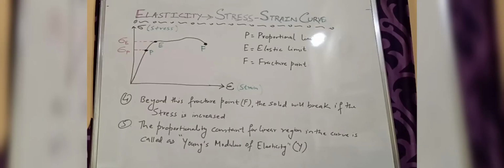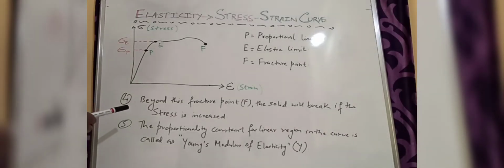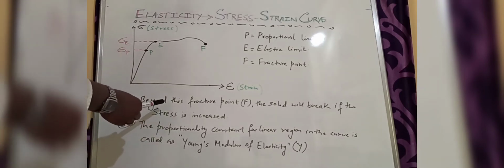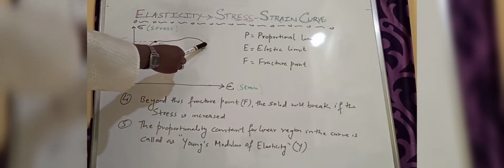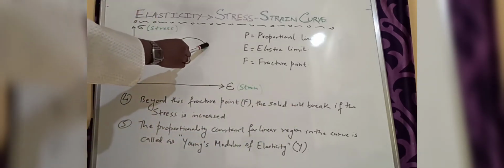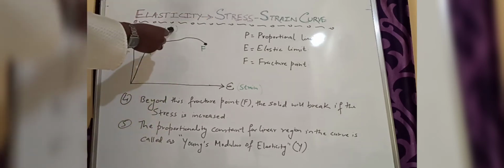Now see, point number 4 is beyond the fracture point F. After this point, the solid will break if the stress is increased. It means after this point, if you again increase the value of stress, then the solid will eventually break. So this is the fracture point F.